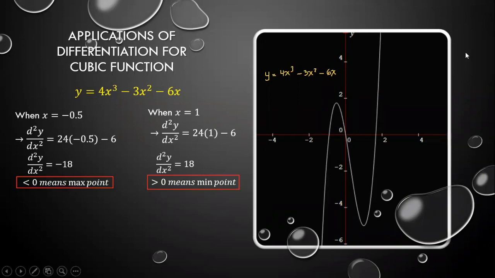Okay, look at the graph. Where is the position of the maximum point and where is the minimum point? The maximum point is here. When x equals minus 0.5 here, we got the maximum point is here, right? This is the value. Okay, this is the maximum point.